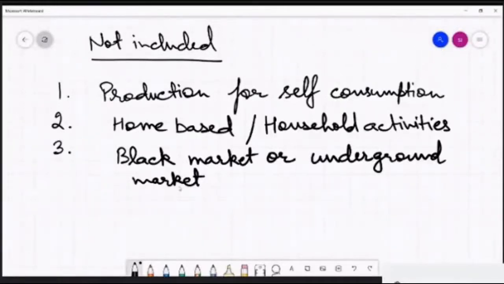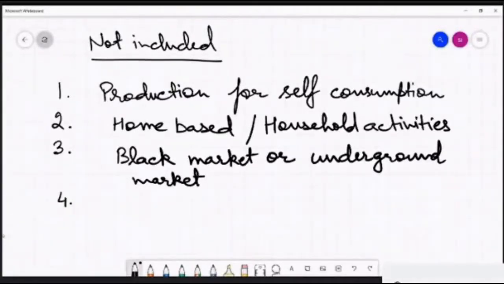Black market activities or underground market activities. So this is not part of the GDP. Okay? Okay, ma'am. Thank you, ma'am. Generally, yes. In GDP, charity is also not included.